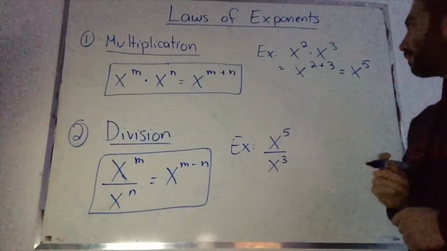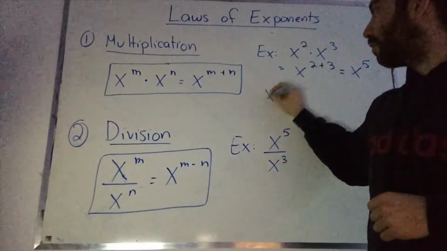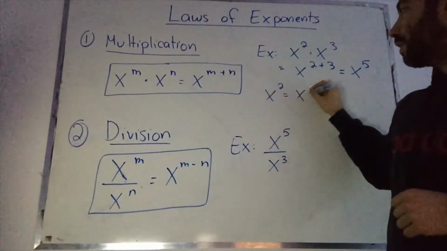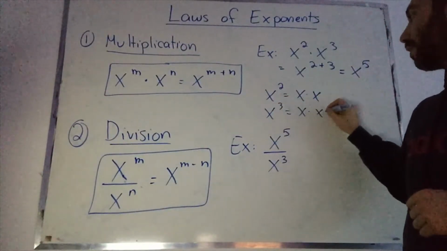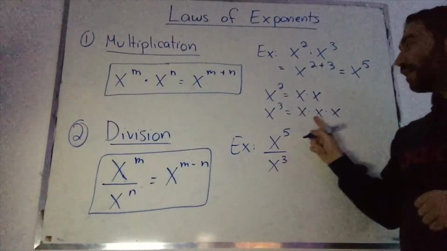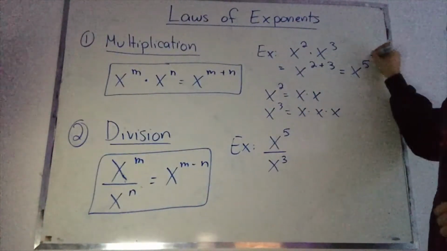Okay. In some sense, you could think of x squared times x cubed as x squared is really just x times x, and x cubed is x times x times x. And you could count how many x's do you have. So here you have 2, here you have 3, so in all we have x to the 5. That's our final answer.